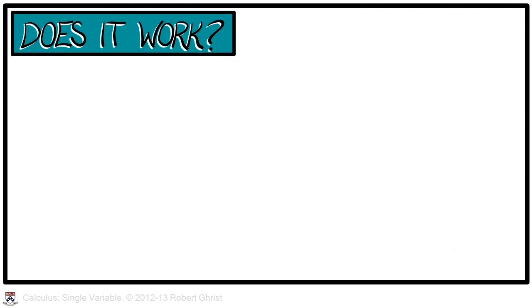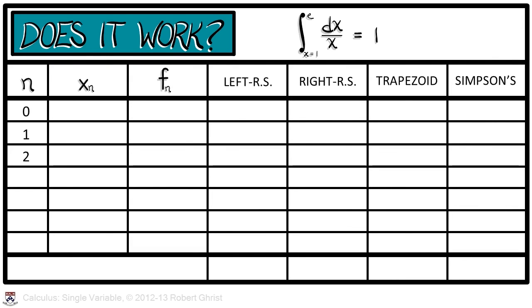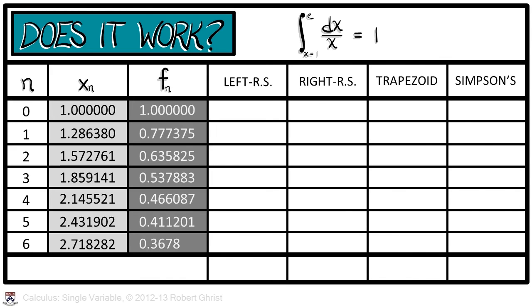Let's put these methods to the test in the context of an example, the answer to which we already know. Consider the integral of 1 over x, as x goes from 1 to e. This is, of course, log of e minus log of 1, that is 1. If we take our domain and divide it up into 6 equally spaced subintervals, computing the sample points at each, then how do we proceed? Well, in this case, h is e minus 1 divided by 6.